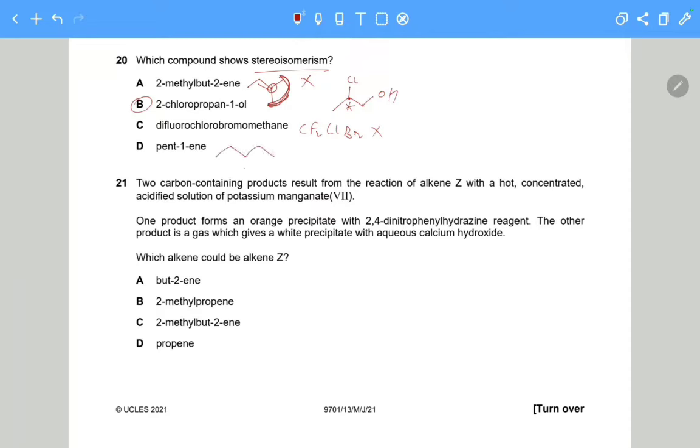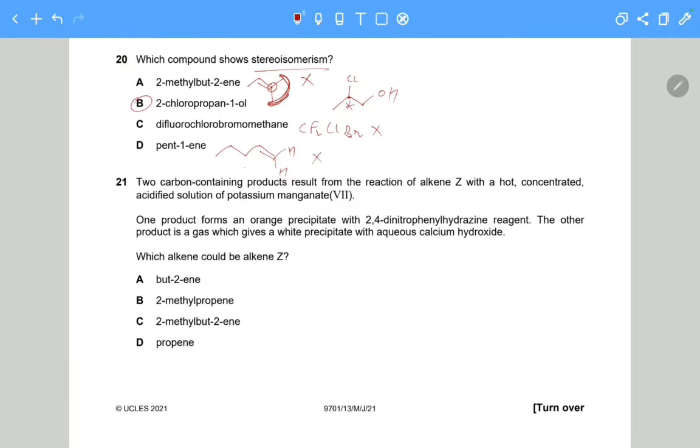Pent-1-ene, let's draw it out. 1, 2, 3, 4, 5. This is pent-1-ene, and on the terminal carbon we have 2 hydrogens attached, so there cannot be any geometric isomerism, and there is no chiral center, so there is no optical isomerism. So option B is the answer.